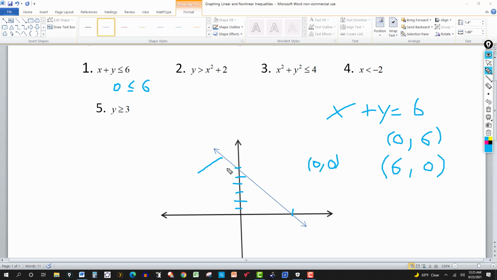So all you have to do is just shade. So I'm just going to indicate this way, below the line. So the line is included, and this is in my solution, right there. That's solution, yes. Now the only difference, if I didn't have the equals there with the less than, the only thing you'd have here is this would be a broken line, or dashed line, and that's your solution.